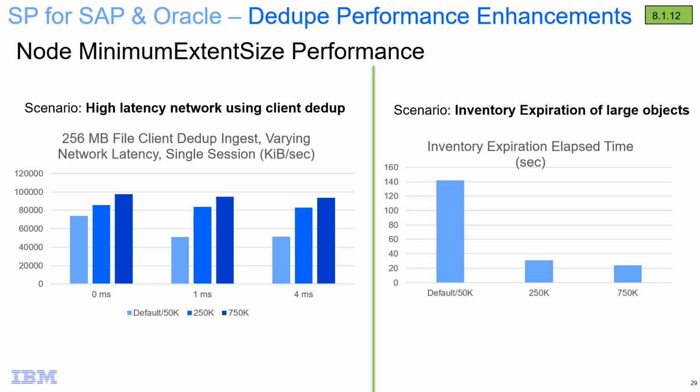On slide 29, these are two examples that we saw in our lab of high latency network using client dedupe and setting the minimum extent size to different levels there. And likewise, we show a scenario of our inventory expiration of large objects and how much elapsed time occurred with the default of 50K versus 250K versus 750K.